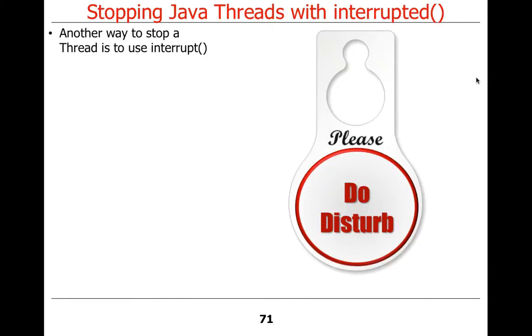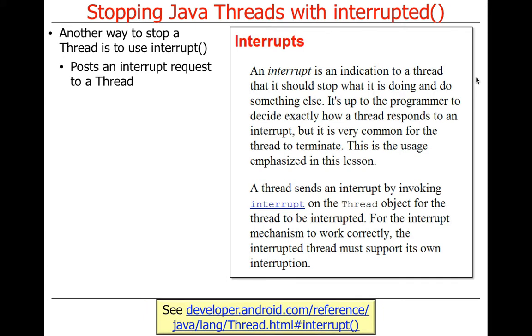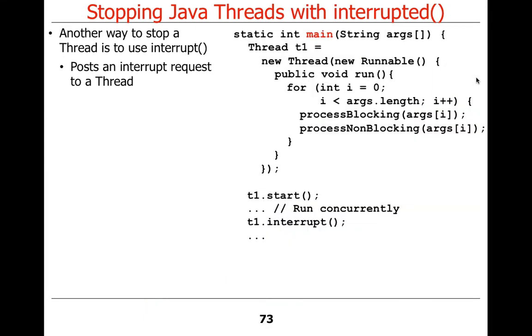The next way to do it is to use the interrupted method, or the interrupt method. And basically, this is used to have a thread allow itself to be stopped. So when you call interrupt, that posts a request to the thread, and it tells the thread, you've been told to shut yourself down, now you need to shut down. And we'll see in a minute why it's more powerful than using the volatile flag. Here's the documentation on this.